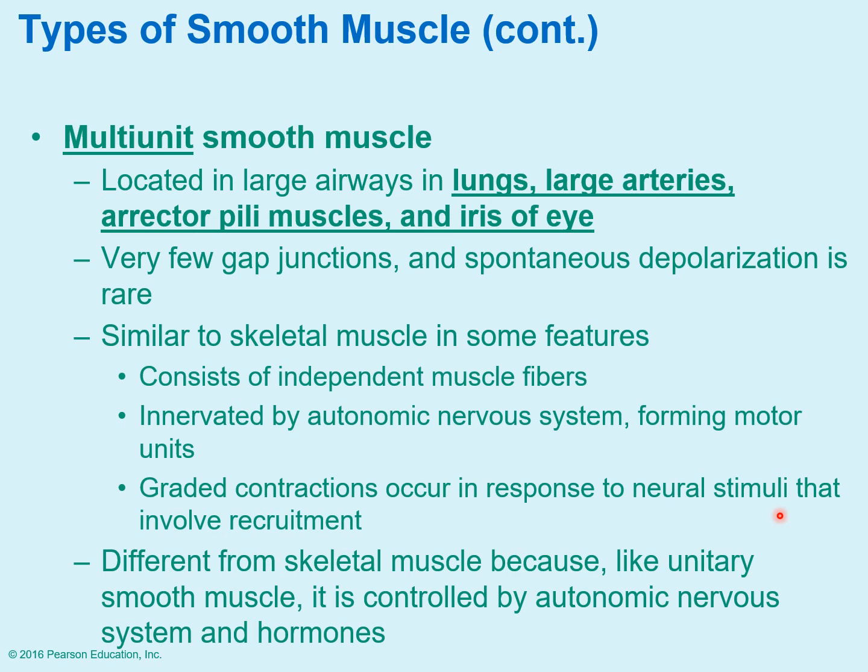It's stretching. Multi-unit smooth muscle is located in the large airways, such as in your lungs, your larger arteries, and the iris of your eye that gives the color. That is smooth muscle. Some of those have very few gap junctions.